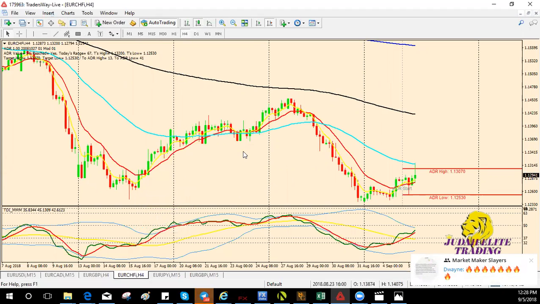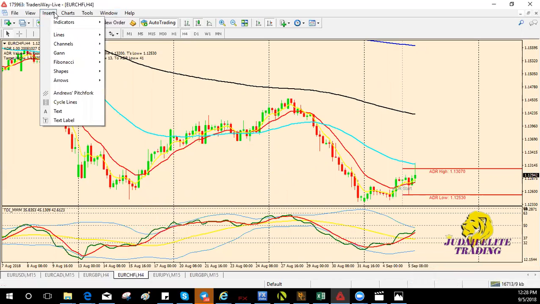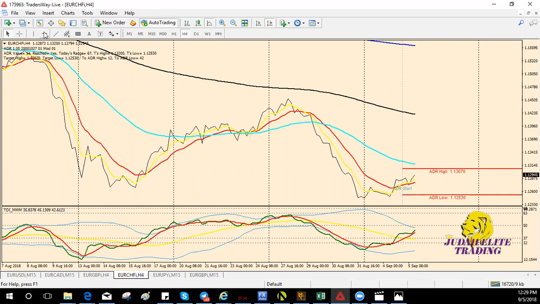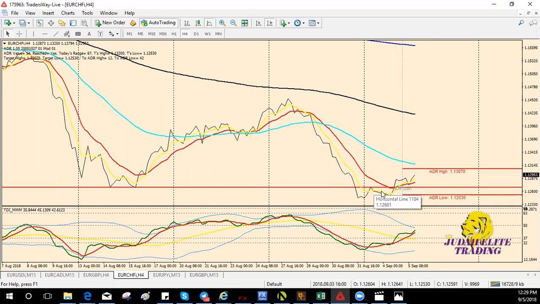So, when you're first looking at the market, you want to find key levels, right? And one thing that I use is the line chart. What I noticed here was that if you draw a line right here, the market rejected this area twice. And you see how it came down, broke it, and retested as a resistance.